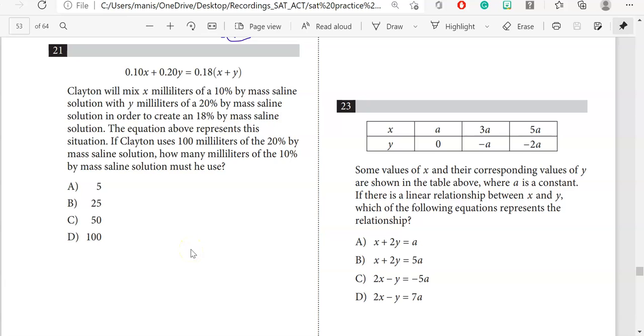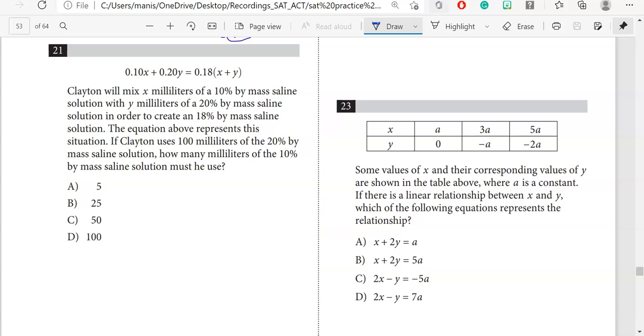Question number 21. Clayton will mix X milliliters of a 10% by mass saline solution with Y milliliters of a 20% by mass saline solution in order to create an 18% by mass saline solution. The equation above represents this situation. If Clayton uses 100 milliliters of the 20% by mass saline solution, how many milliliters of the 10% by mass saline solution must he use?